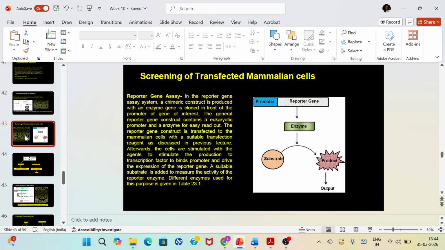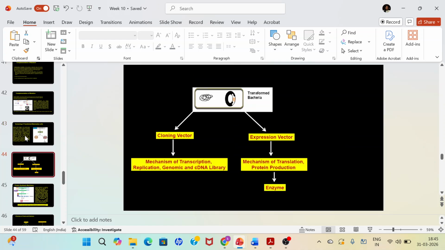A suitable substrate is added to measure the activity of the reporter enzyme. So basically this whole assay is designed, and the reporter gene here will make the enzyme. If the transfection has happened, then only the enzyme will be formed, and the substrate will give an output product which will be further recognized. Otherwise the enzyme will not be formed, and the reporter assay will tell us that the transfection hasn't happened. Okay.